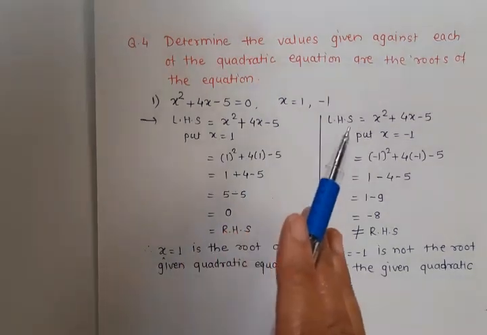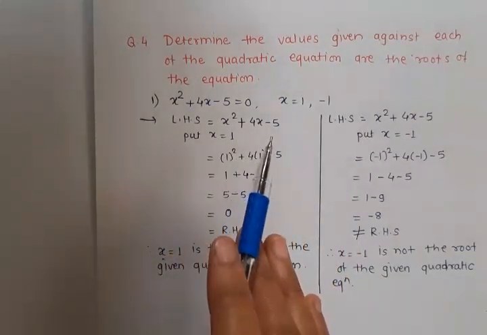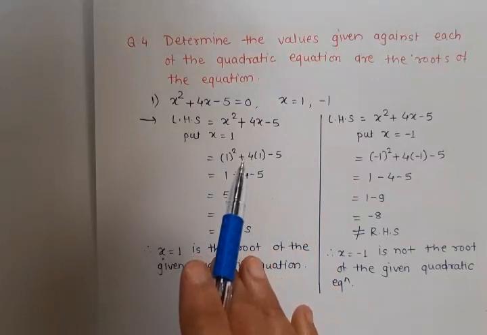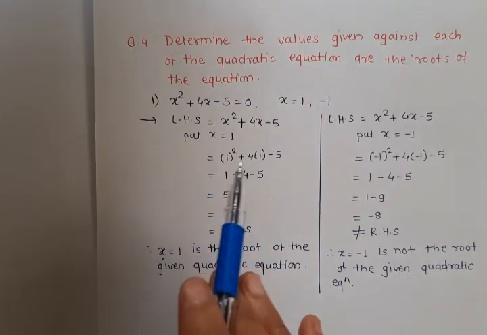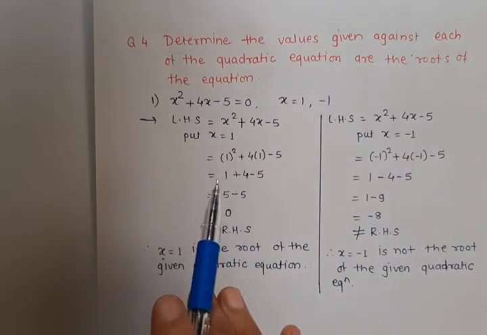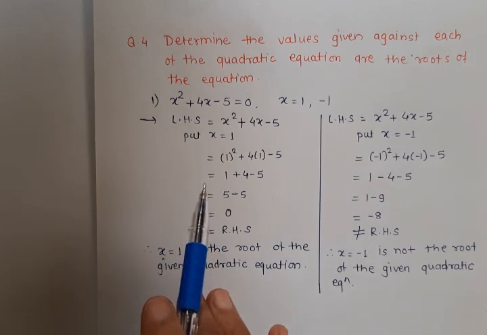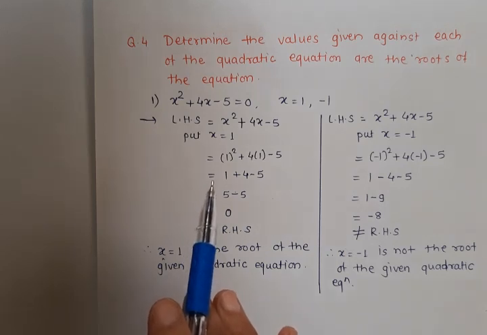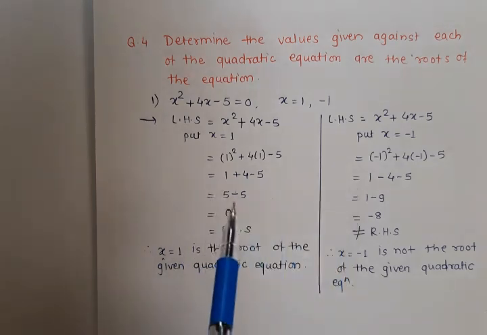Determine whether the values given against each quadratic equation are the roots of the equation. I already explained how to verify the root of a given quadratic equation. Here the value of the variable is given, and for that value we have to satisfy the given equation.